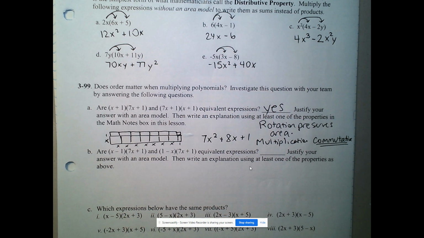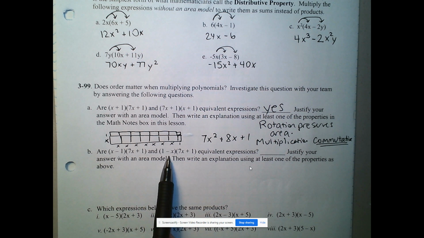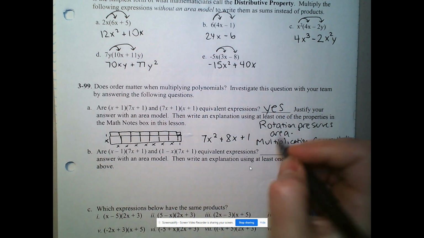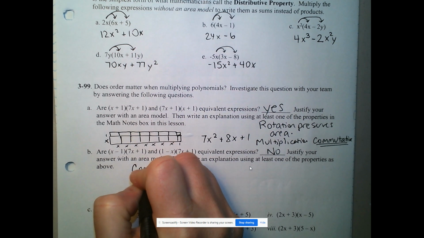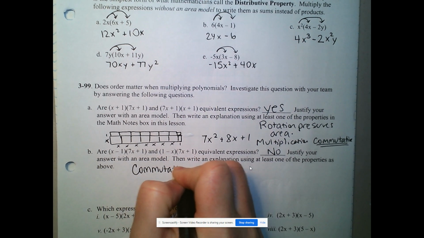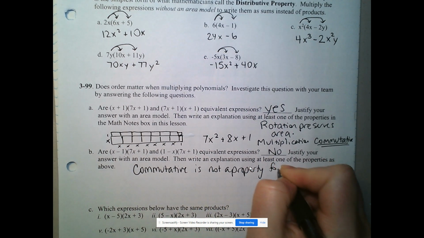Are x minus 1 times 7x plus 1 equal to 1 minus x times 7x plus 1? So we have to first of all notice this has a 7x plus 1 and this has a 7x plus 1. That hasn't changed. This one has x plus 1 and this one has 1 plus x. It is subtraction. And we actually don't need to do any work because we can actually just go back to our properties and say it's not going to work because the commutative property only works for addition and multiplication. Commutative is not a property for subtraction.